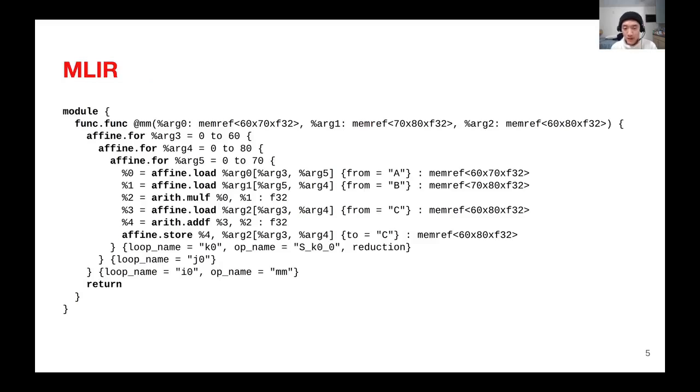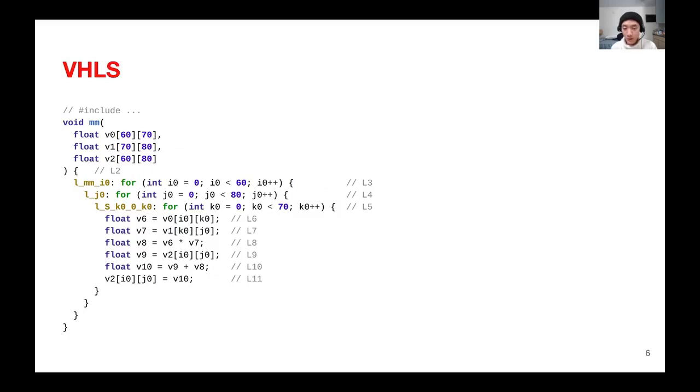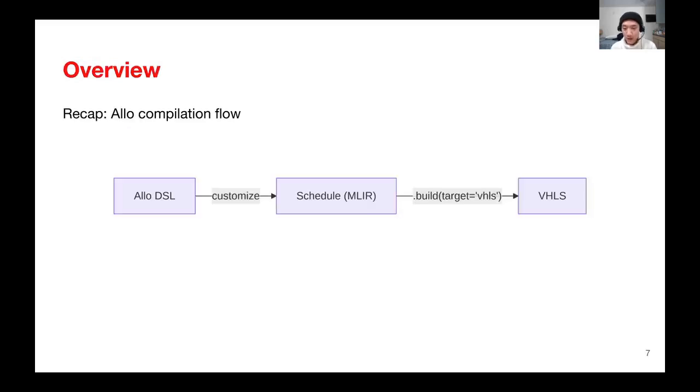Allo then translates this high-level DSL into MLIR, a compiler internal representation. As you can see, every loop and memory access is lowered into an explicit typed intermediate representation, making low-level optimizations and hardware mapping possible. Ultimately, this is further lowered into VHS-C++, with HLS-specific pragmas and APIs, representing what will become the hardware logic. So to recap, the Allo compiler moves from high-level Allo DSL to MLIR, and finally to VHS-C++.